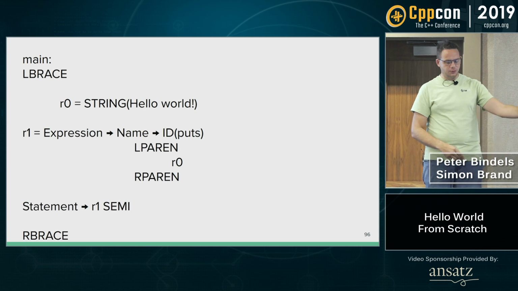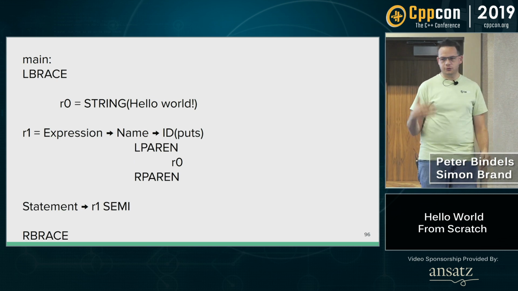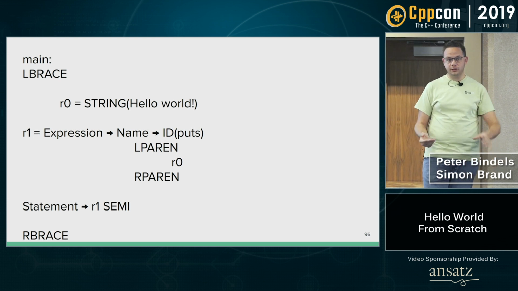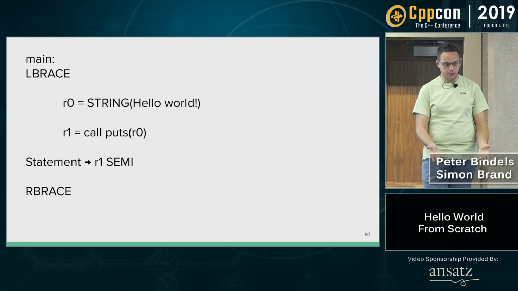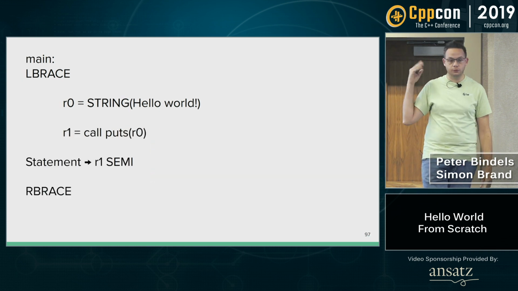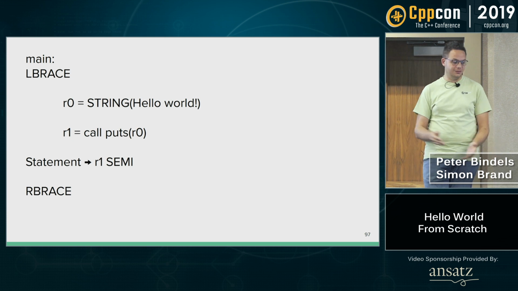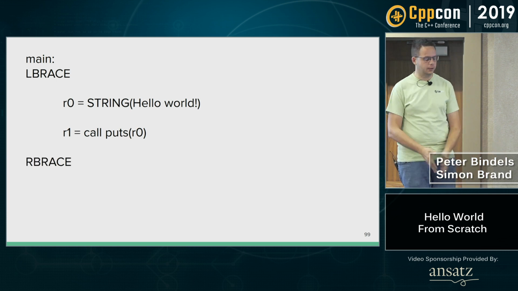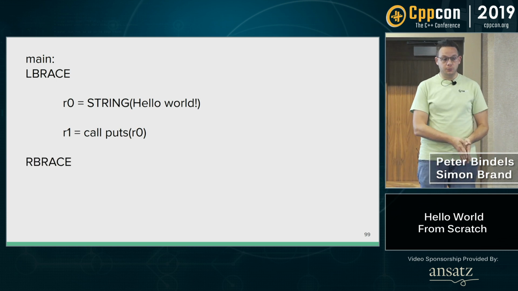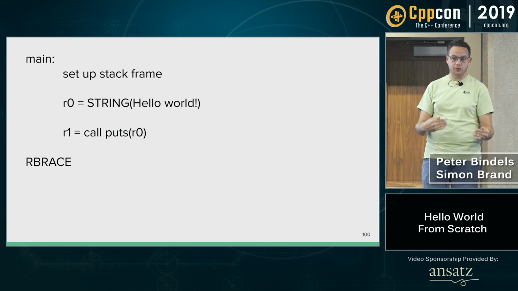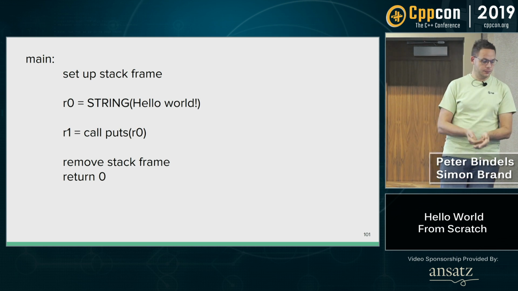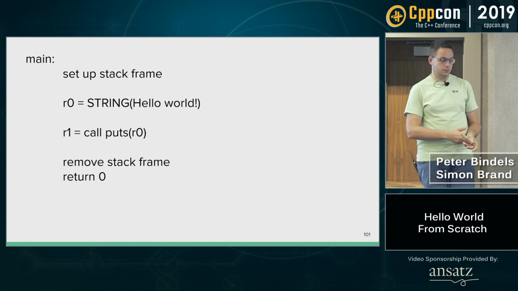So from the top, we take R0, which was an expression to convert to a string, and we just convert it to the string because there's no processing happening. R1 is calling a function. So we take that from the tree form into the IR form, so call puts with R0's result. And then we take the statement, and it does nothing. So we convert it into a discard. Then we have an L brace and an R brace, which is the start and the end of a function. And we replace those with the creation and the destruction of our stack frame, which is basically the function location on the stack. And at this point, we're basically there.